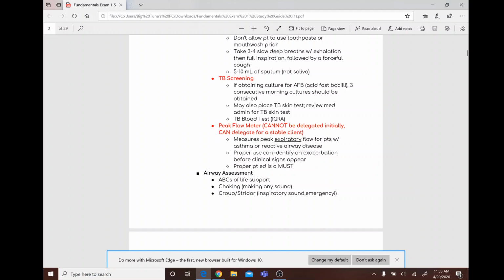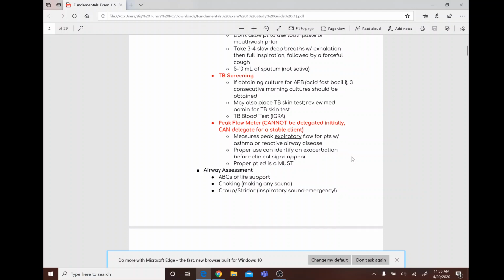Can we delegate peak flow meters? Cannot be delegated initially, can be delegated for a stable client. What does a peak flow meter measure? Peak expiratory flow for patients with asthma or reactive airway disease. If we use a peak flow meter properly, what can we identify? An exacerbation before clinical signs appear.